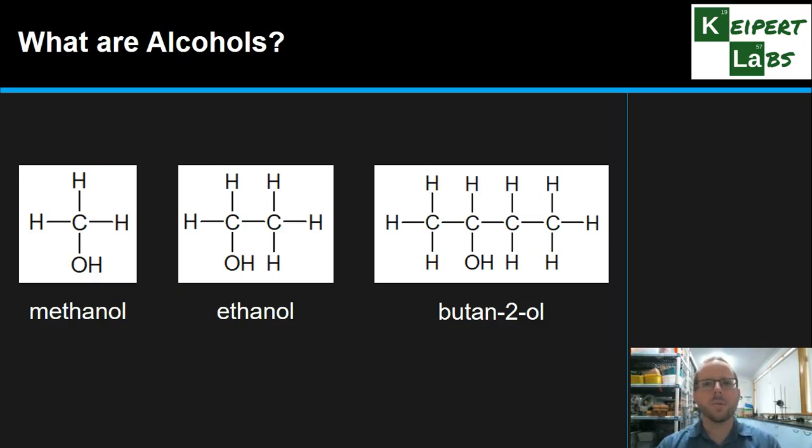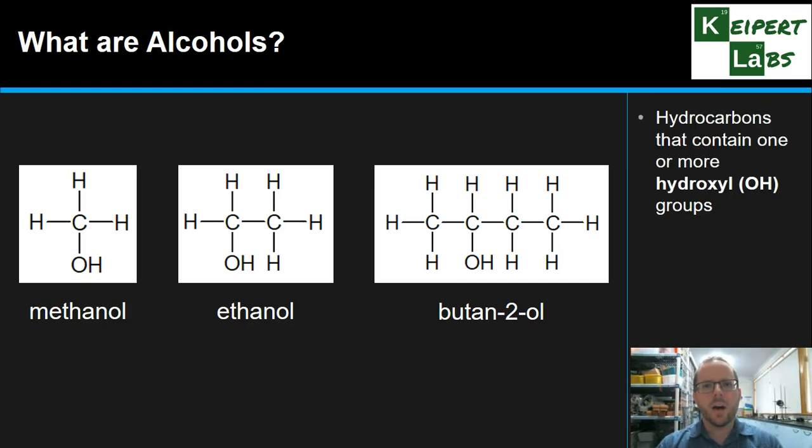So what are alcohols? Well, we've got three examples of alcohols here in the structures in front of you. We're seeing methanol, ethanol, and butan-2-ol. Alcohols are hydrocarbons that contain one or more hydroxyl, or OH, groups somewhere within that structure. You can see that's a common feature to each of these structural formulae. It's called a hydroxyl, not a hydroxide, which is the ion, OH minus, but hydroxyl as a substituent, a thing that's connected to something else.